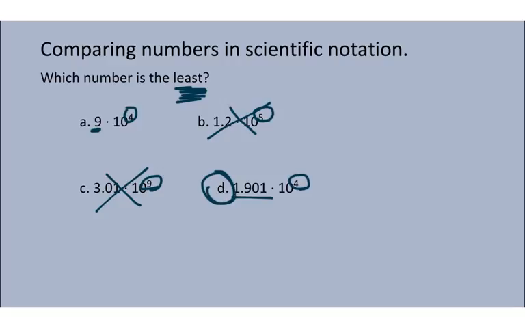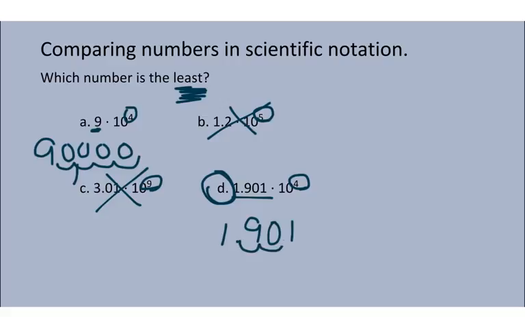Let me show you standard form so you can see that that actually works. So 9, and then I add 4 places. 1, 2, 3, 4. 1, 2, 3, 4. Okay, so that gives me 90,000. This is 1 and 0.901, and I'm going to move it 4 times. 1, 2, 3, 4. I add a 0. This one is 19,010. So we were right.